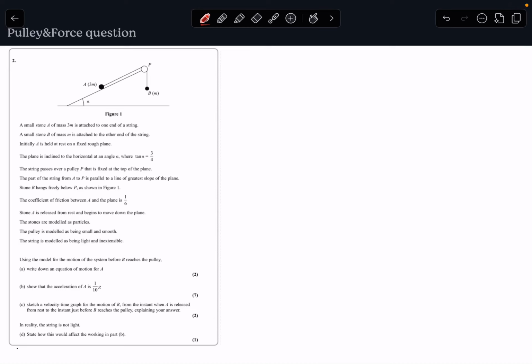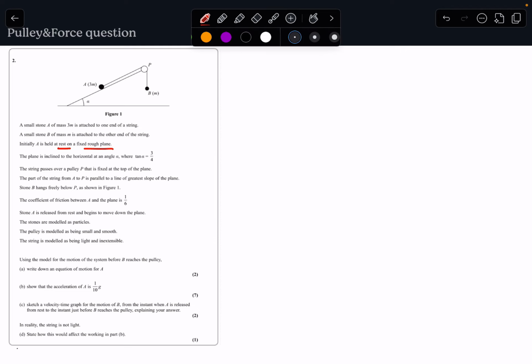So let's have a look at how we can solve this mechanics question. This is a pulley question with forces involved. A small stone A of mass 3m is attached to one end of the string. A small stone B of mass m is attached to the other end of the string. Initially, A is at rest, so it's not moving. It's at rest on a fixed rough horizontal plane.